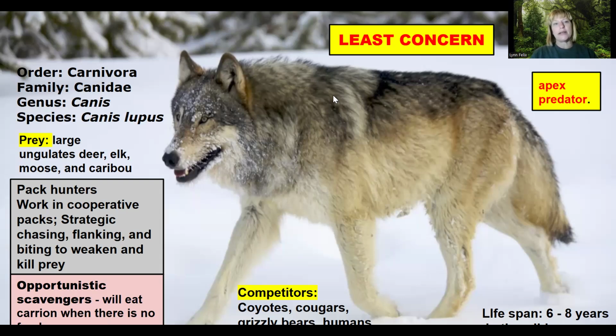It is a carnivore. It is an apex predator. And it has prey, and the prey that it goes after is large ungulates, which are like the deer, the elk, the moose, and the caribou. It is a pack hunter, so it works in cooperative packs. It strategically chases, flanks, and bites to weaken and kill its prey. And it's an opportunistic scavenger, so it'll eat carrion when there is no fresh prey. The competitors of the wolf are the coyotes, cougars, grizzly bears, and humans. And the lifespan of the gray wolf is about 6 to 8 years in the wild.